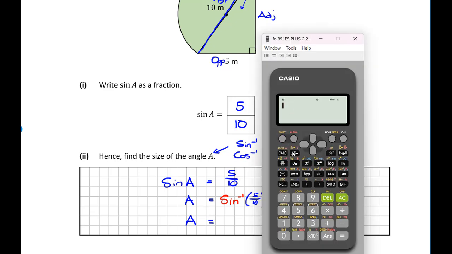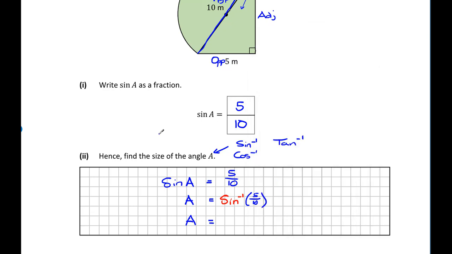Okay, so A equals sine inverse. I keep doing it on my physical calculator, I'll do it here. So shift sine 5 over 10, and make sure you go outside that. Yeah, there you go, 30 degrees. So sine 30 degrees is a half. So your answer is going to be 30 degrees. Coolio.